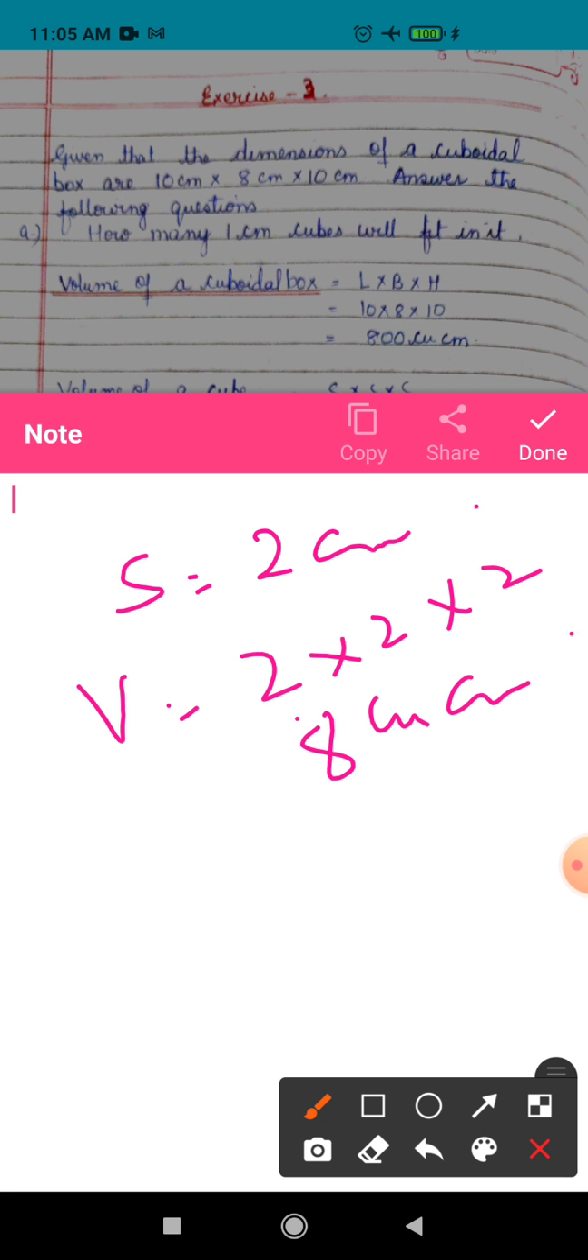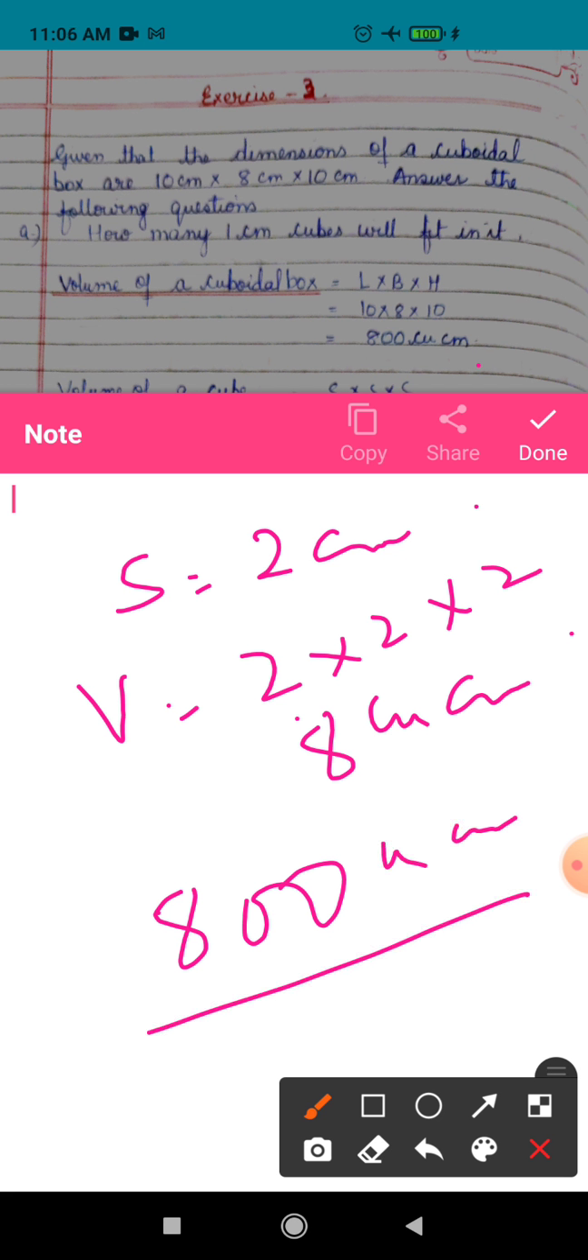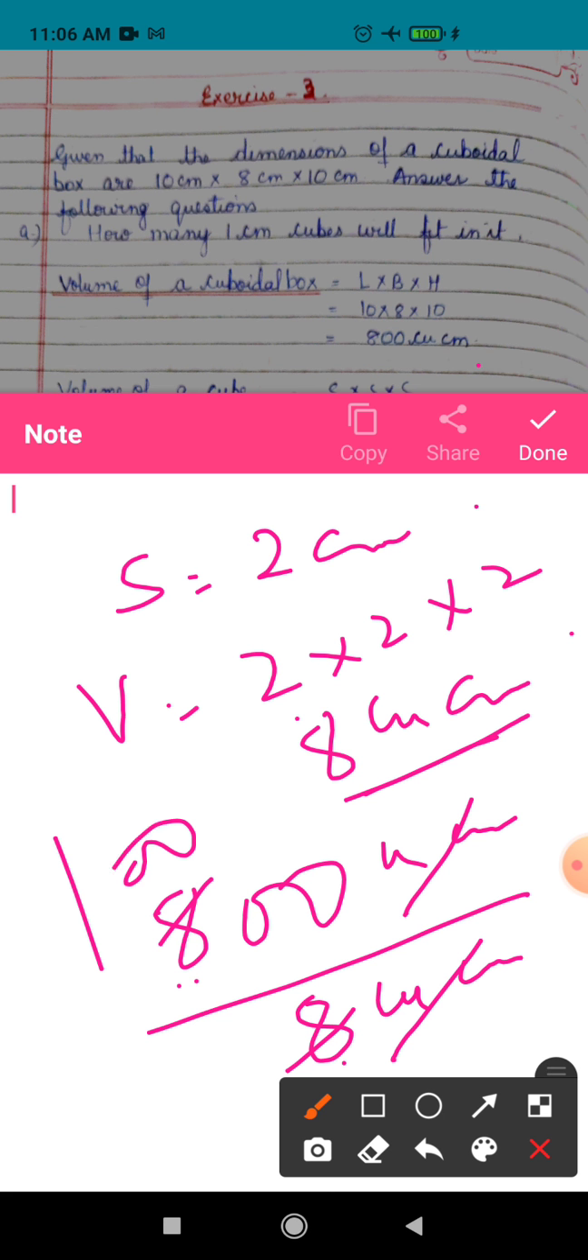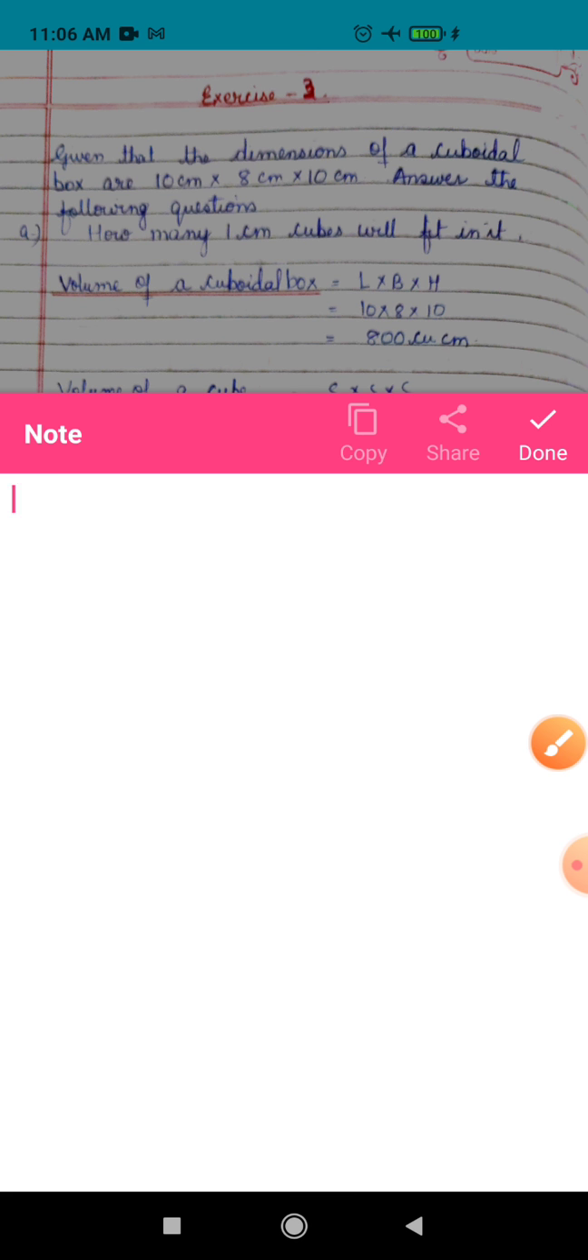Now to find the number of cubes of 2 centimeter, what you will do? You will divide again 800. This is the volume of a cuboidal box, cubic centimeter, and this is the volume of cube, 8 cubic centimeter. Cubic centimeter cancel. 8 and 8 divided by same number means it will come 1 with 2 0s. Means 100 cubes can be filled in the box.